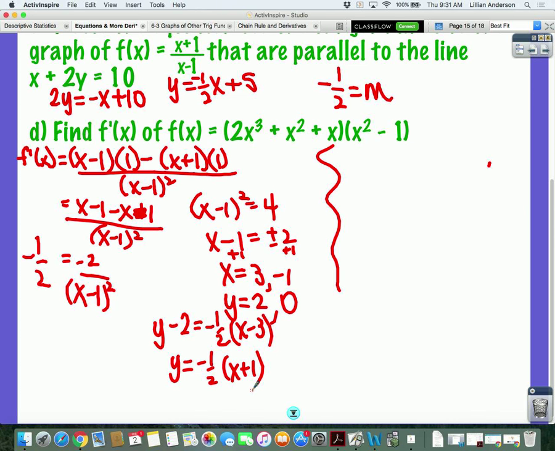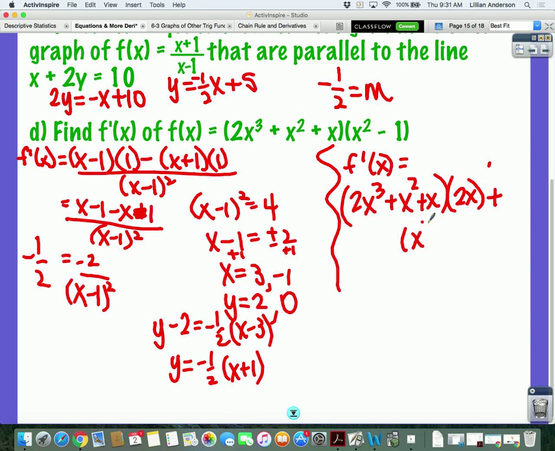Questions? All right. Last one. What rule? Product. First times the derivative of the second, which is 2x. Plus the second times the derivative of the first, which is what? 6x squared plus 2x.